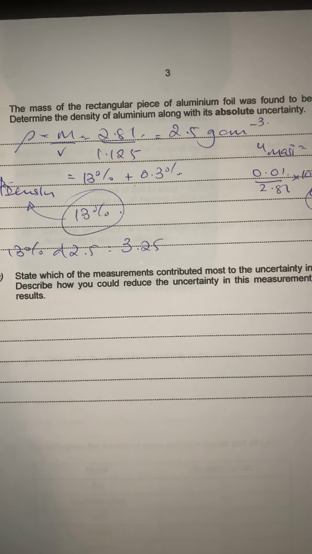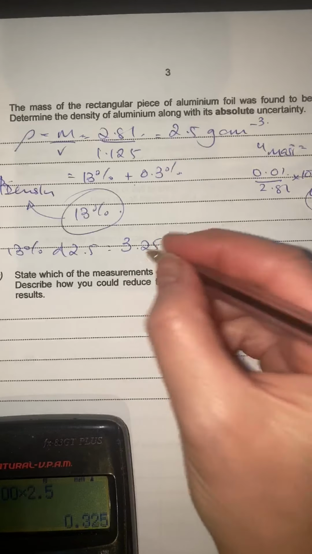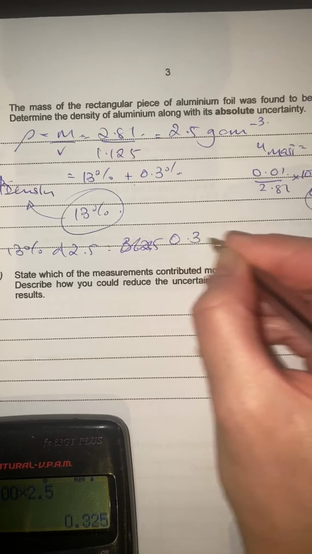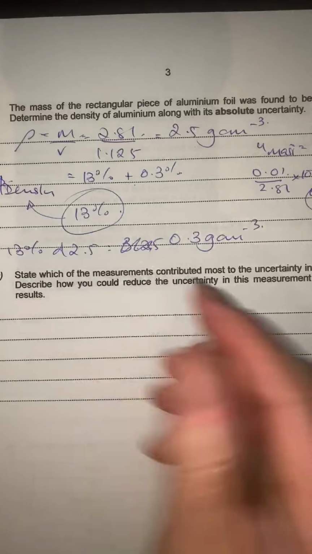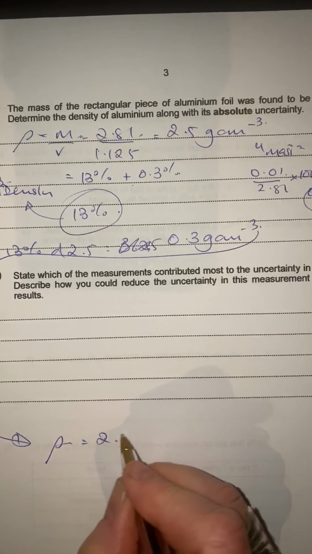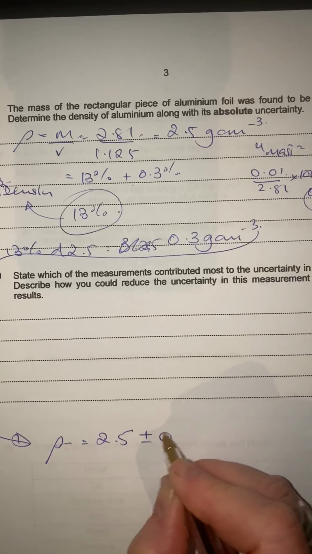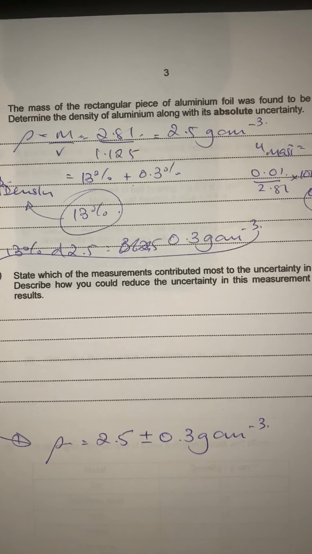That's not right. 13% of 2.5. Hang on, I've made a mistake here. 13% of 2.5 equals, it's more like it, 0.3 grams per centimetre cubed. Okay, so if we wanted to, we could quote it as density equals 2.5 plus or minus 0.3 grams per centimetre cubed. Okay.